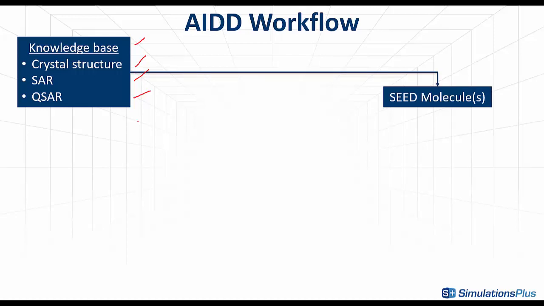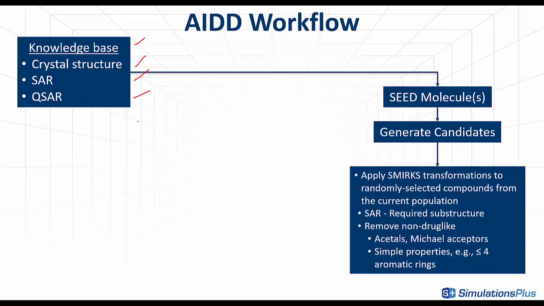Next, you select a seed molecule or a set of molecules that you want to optimize. Then we generate candidates, and this is done by applying SMIRKS transformations to randomly selected compounds in the current population. Once it converts a molecule by applying a SMIRKS string, it looks at what we call a scaffold query and makes sure that it abides by that scaffold query, meets the requirements of that. And these would be the structure activity requirements that you've gleaned so far.